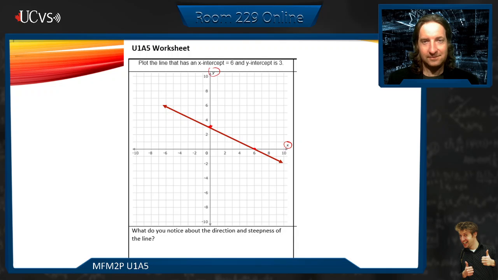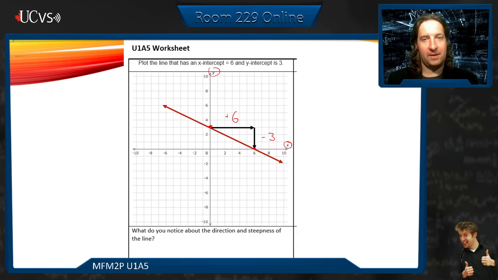Anyways, so what do we notice about the direction and the steepness of the line? What we're going to do now is the same thing. Let's look at this from the city block idea. For me to go from the y-intercept, from this first point to this second point, I'm going to have to first walk to the right 6. That's going to be positive 6 to the right. And then I'm going to have to go down 3.